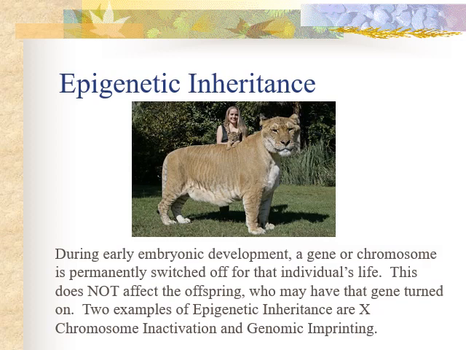This can occur during embryonic development. One gene or one chromosome might get turned off entirely for that individual's life. It doesn't impact the offspring because that gene will basically come back alive during meiosis and mitosis. But for the life of the cell outside of reproducing, one or the other of the homologous genes is turned off. So two big examples of this are X chromosome inactivation and genome imprinting.